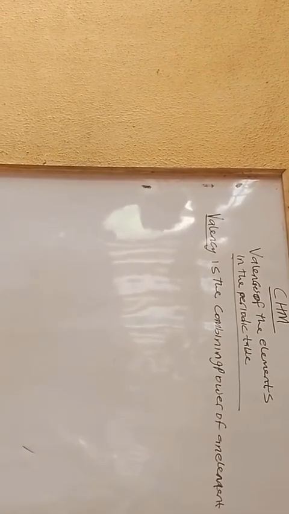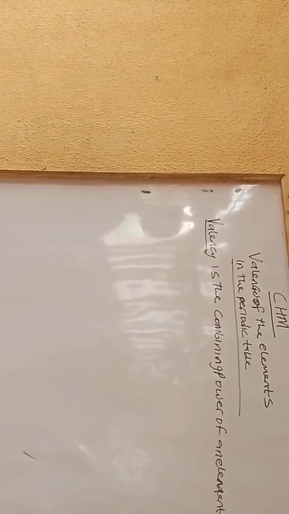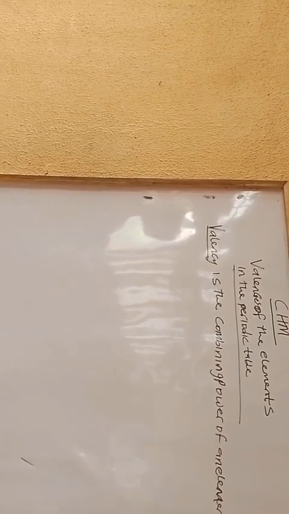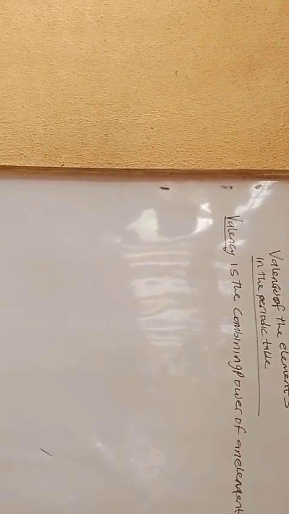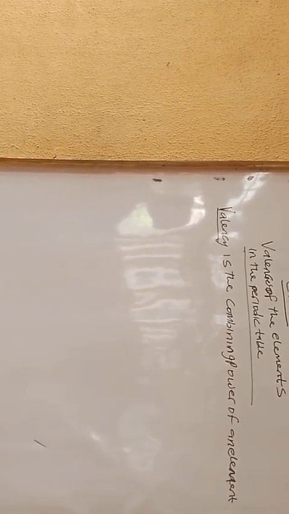An element cannot just combine for combining's sake. There must be a power bringing them together. And once you master the combining power, you can never make any mistake writing the correct formula of any compound. That is what we call valency. Now let's look at the valency of some elements in the periodic table.